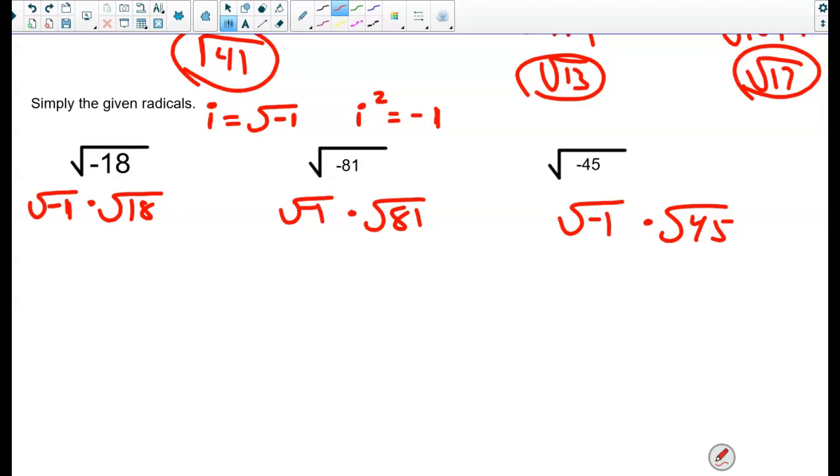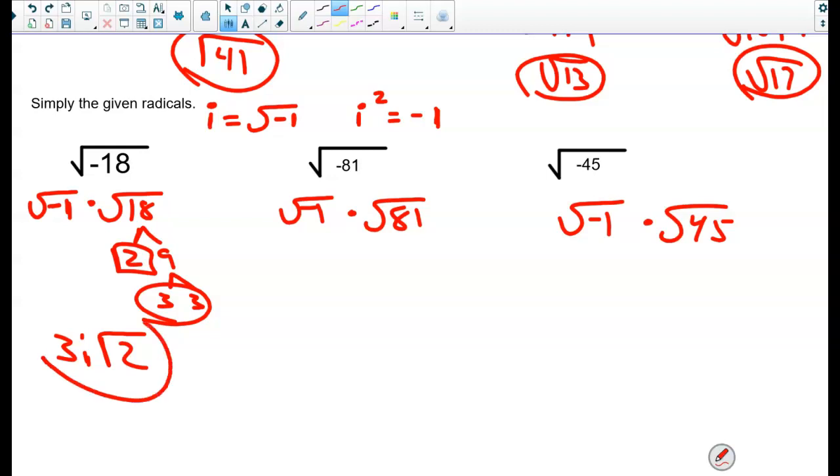So breaking down the radical: 2 and 9, 3 and 3. The pair of 3's goes on the outside. The prime number goes on the inside. Since you have a negative 1 under a radical, it's 3i root 2. If it was just root 18, it'd be 3 root 2. This is negative 18, 3i root 2.